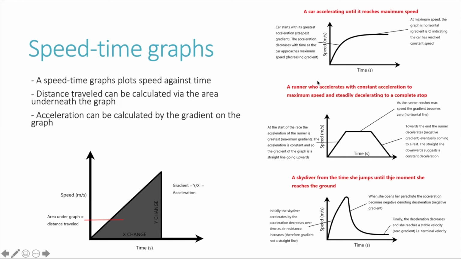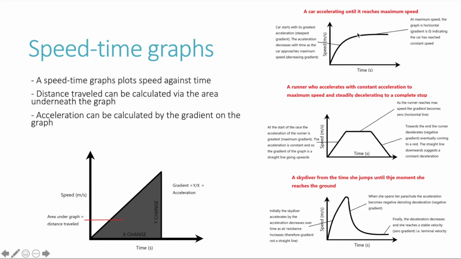Here we're just going to take a look at various speed-time graphs and interpret what's happening. So here is an example of a car that's accelerating until it reaches its maximum speed. As you can see, initially there is a fairly steep gradient. Remember, gradient is acceleration. It means that the car starts with its greatest acceleration, meaning its steepest gradient, at the start of the graph here, and eventually you'll find that the line plateaus horizontally.